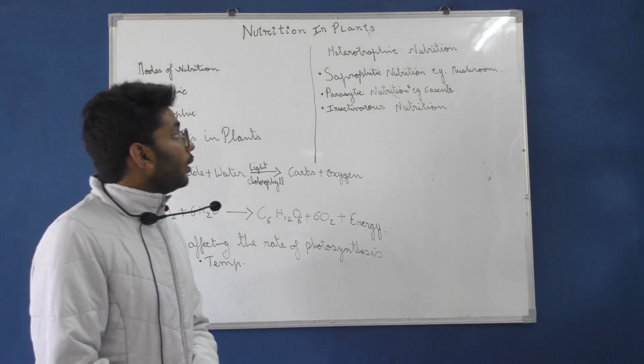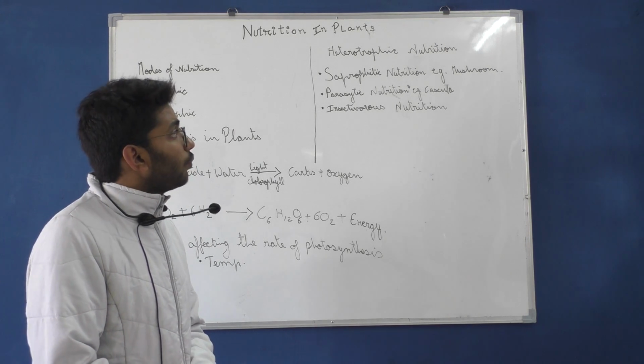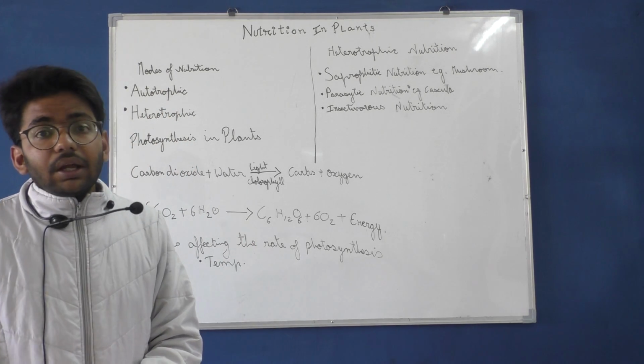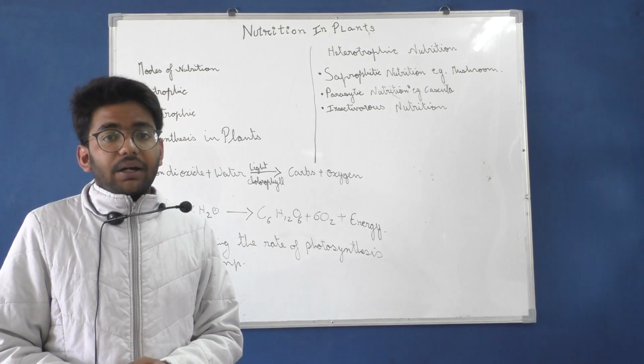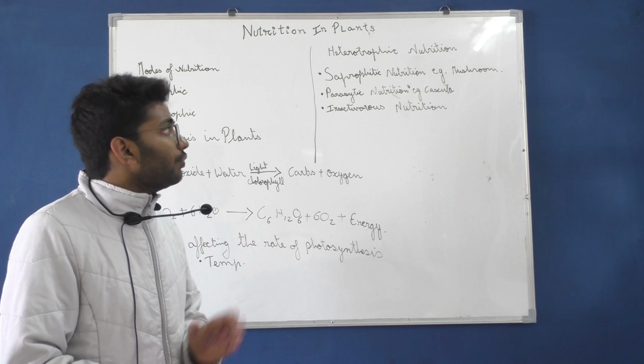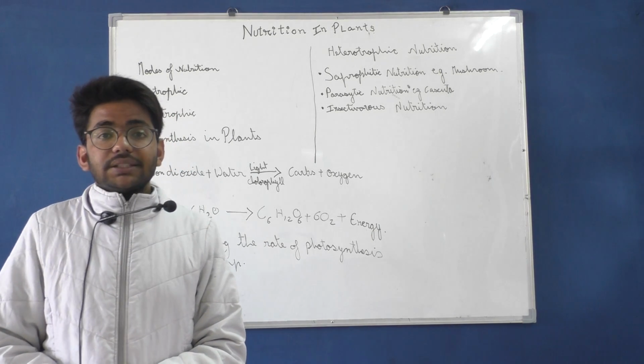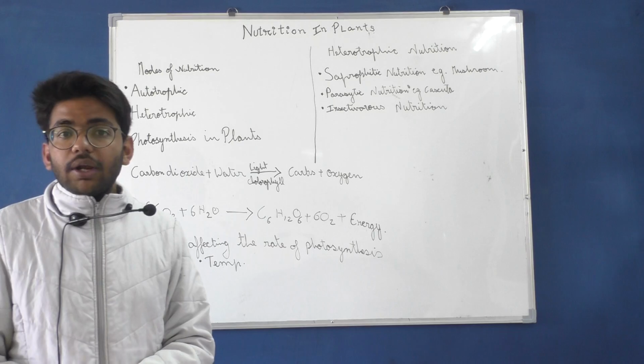Now first of all we are going to talk about saprotrophic nutrition. Now what is saprotrophic nutrition? The type of nutrition which plants get from dead and decaying plants is known as the saprotrophic mode of nutrition. Okay, now there is an example. A good example is mushroom. We all have seen mushrooms.